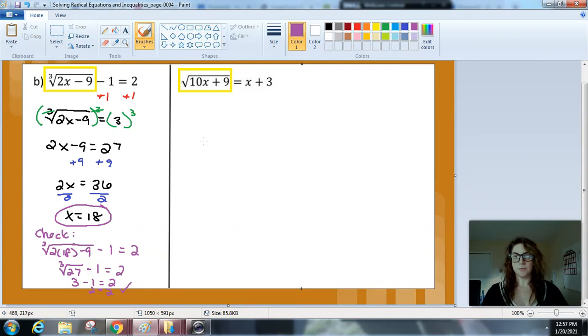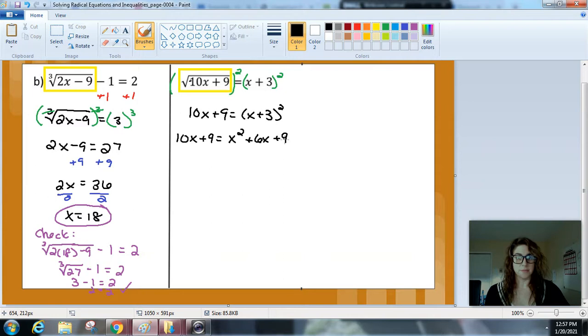All right. Now for the second part, you want to do the same thing. If I had anything added or subtracted with that radical, I would have to move it. There's nothing there. So I can jump right into the squaring. It's a square root, so I'm going to square it. Again, the root and the index will cancel. So 10x plus 9 drops out. And then I have x plus 3 squared. Remember, that means you have to write it twice, and you're going to FOIL it out. So this becomes 10x plus 9 equals x squared plus 6x plus 9 once you do your multiplication out this way.